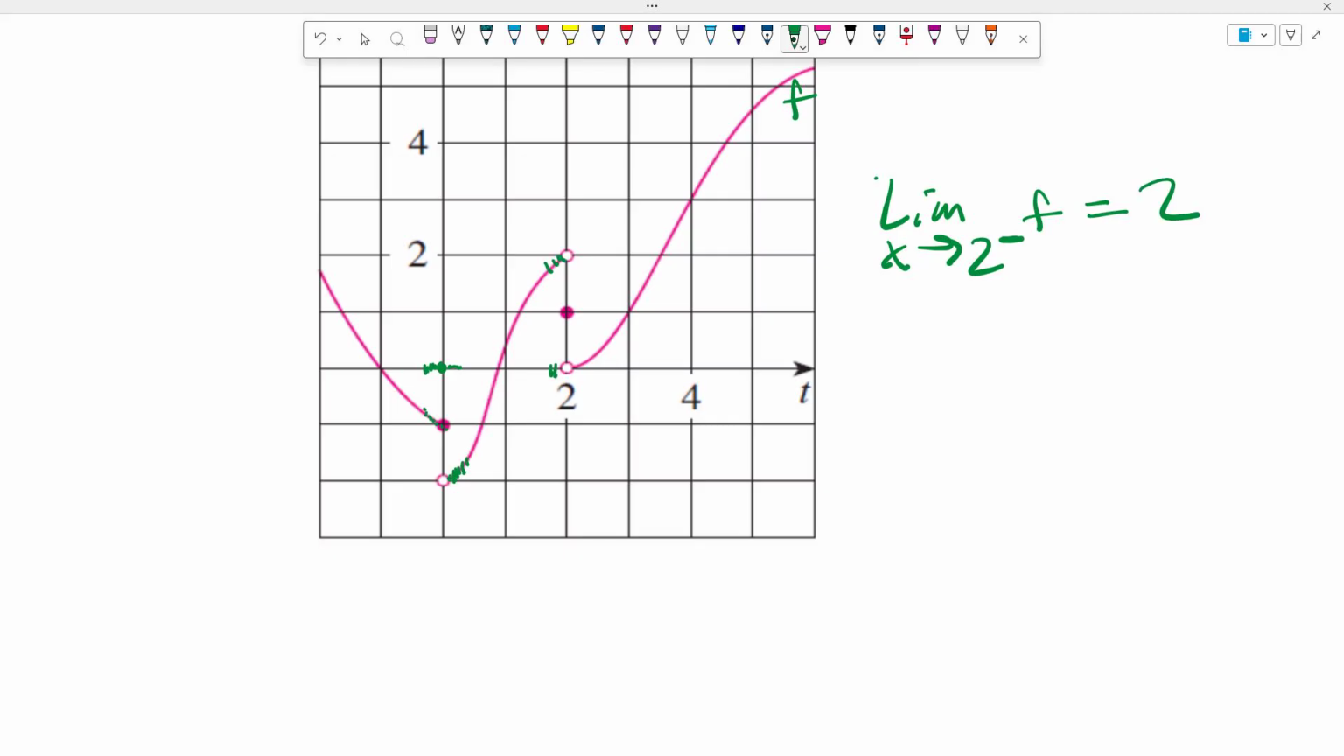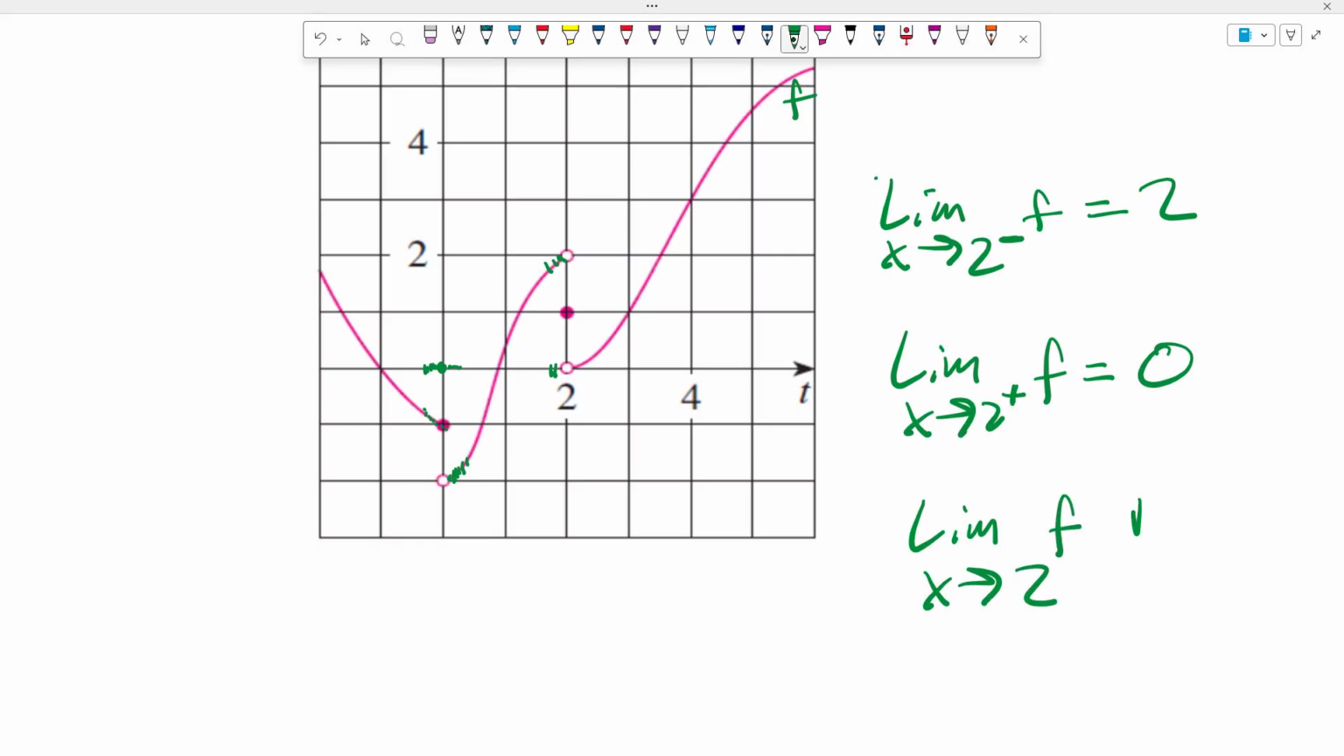The limit as x approaches 2 from the right? 0, and the limit as x approaches 2 does not exist. Why does it not exist? The left-hand limit does not equal the right-hand limit. Okay, and what is f of 2? 1.